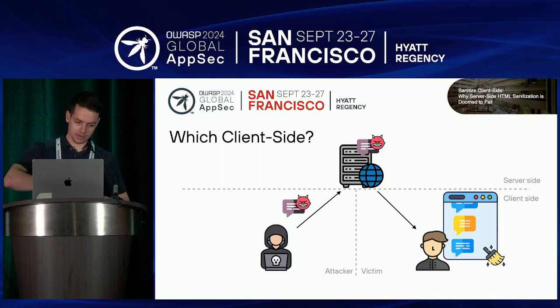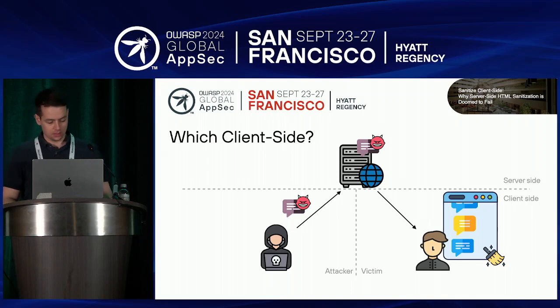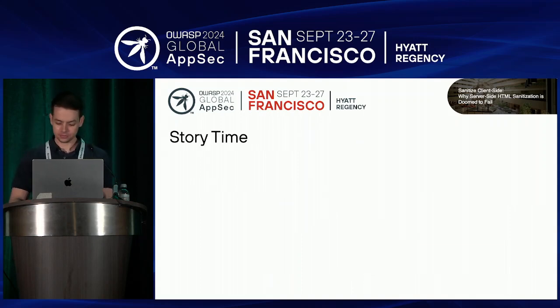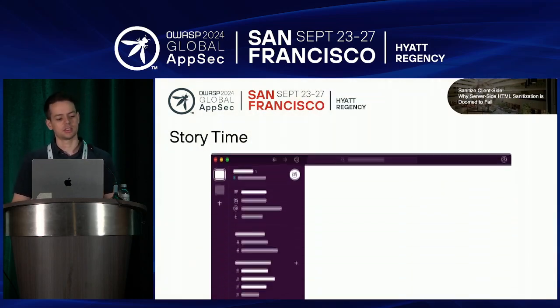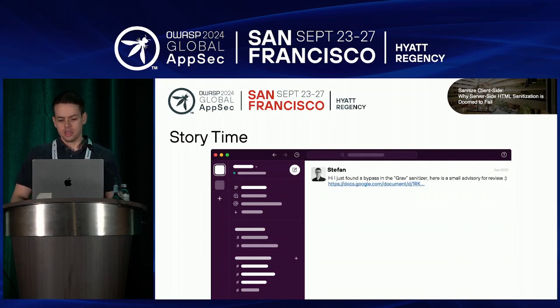But why should we do that? In order to convey my point, I can start by telling a story. And this story, like a lot of other research stories, has also taken place in the most secure language known to mankind, PHP. It all started about a year ago when a colleague of mine sent a message to our Slack group saying, hey, I just found a bypass to a Grav sanitizer. Grav is an open source CMS. Here's a small advisory for you to review before I send it to the maintainer.